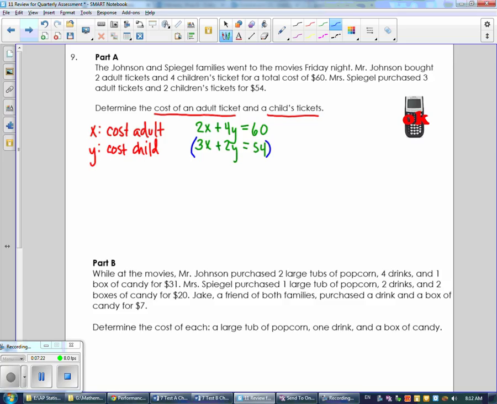So I want to think about what do I need to multiply my 2y by to get negative 4y, and that's going to be a negative 2. So now I'm going to multiply through. My first equation is going to stay the same.